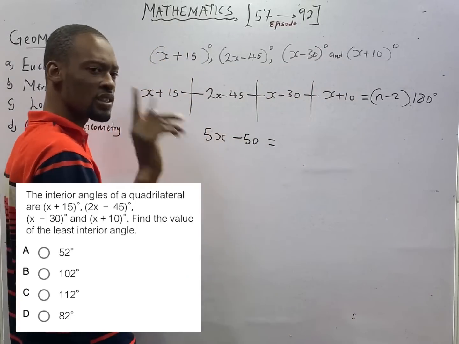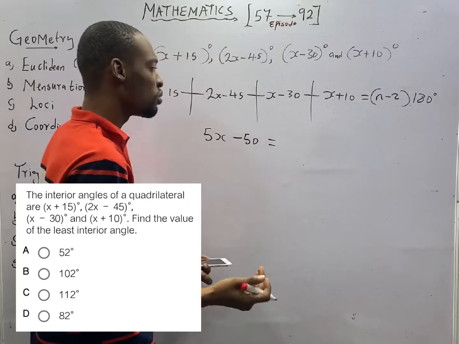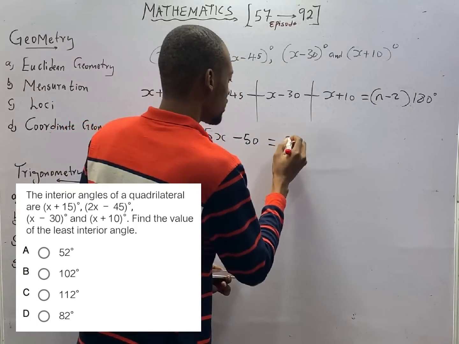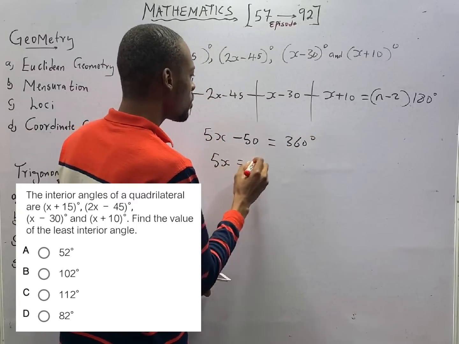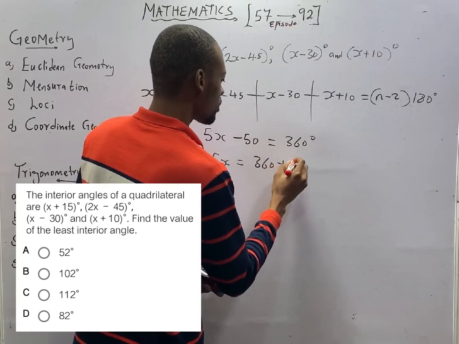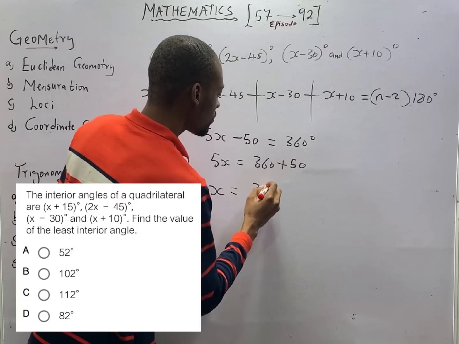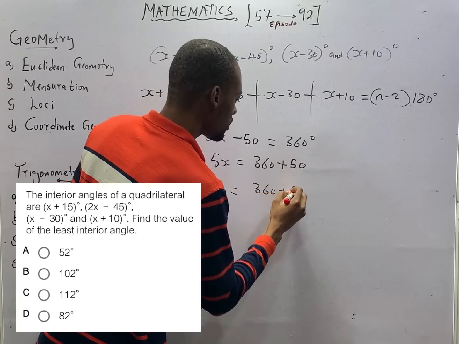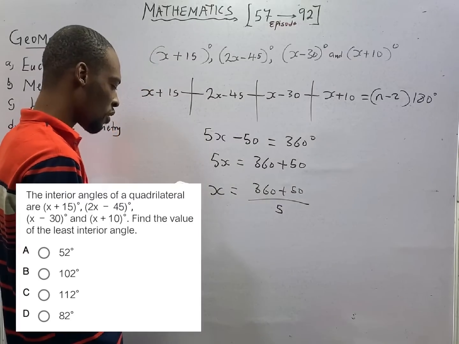A quadrilateral has 4 sides, so 4 minus 2 is 2. 2 times 180 is 360 degrees. So 5s is equal to 360 plus 50. You add 360 to 50 and divide that by 5. That is your value of s.